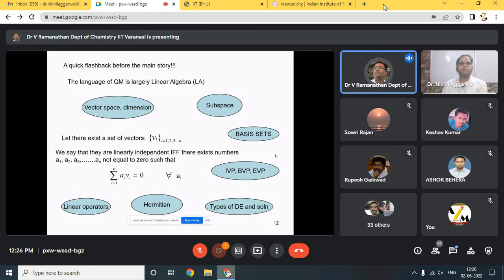What all you need to know, the basics, are vector space, the dimension, linearly independent vectors, what is a subspace, basis sets, initial value problem, boundary value problem, eigenvalue problem. Types of differential equation, namely first order and second order, that too linear differential equation. We do not explicitly solve the nonlinear differential equation because it does not have an analytical solution. You have only approximate solutions. And believe you me, the whole of quantum mechanics is a nonlinear differential equation problem combined with linear algebra.